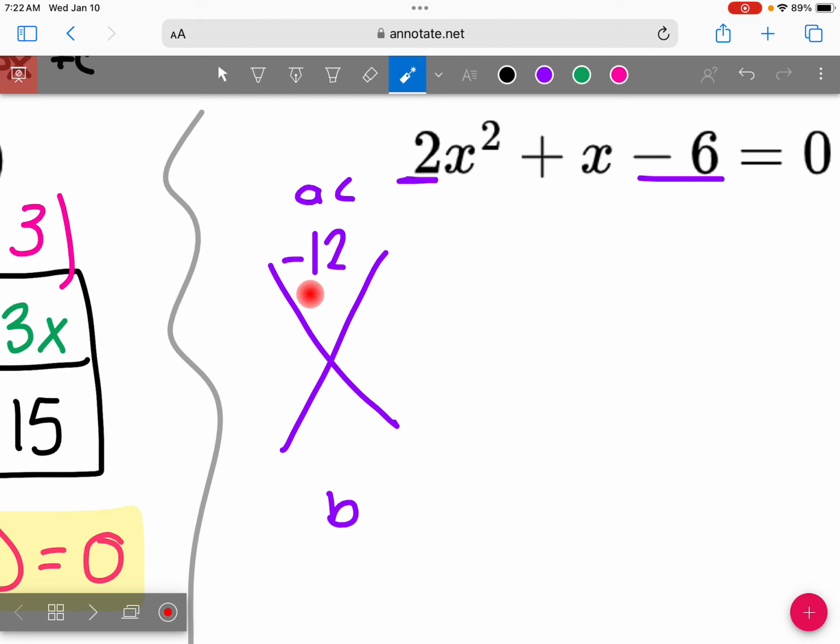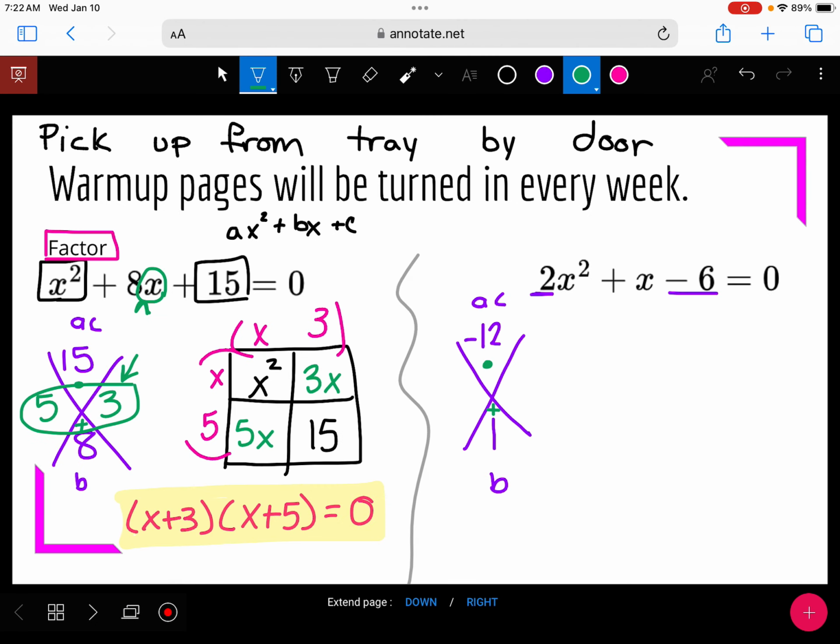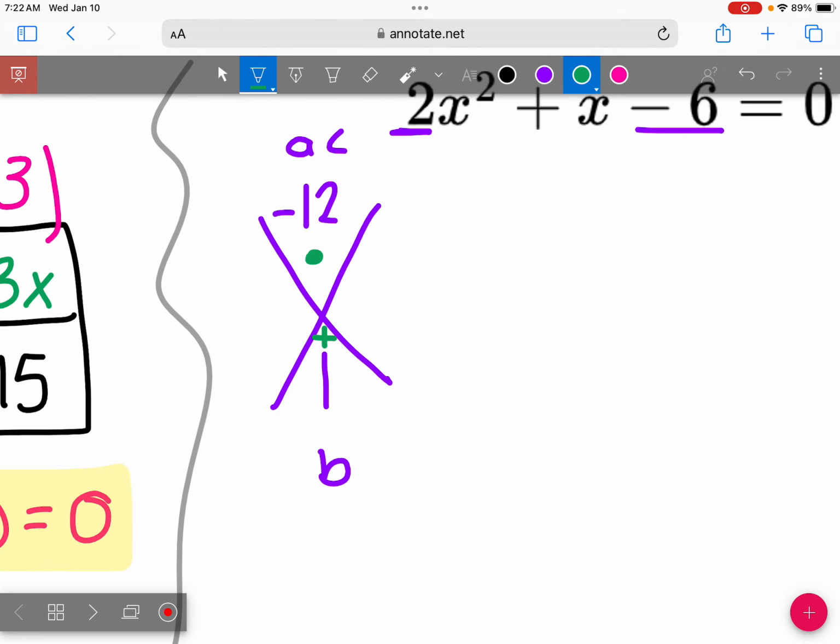Whenever we have a negative on the top, one of these is going to be negative. So I need a pair of numbers that multiplies to make negative 12 and adds to make positive 1. What pair could that be? Ooh, what happened on my screen there? Come back. There it is. What multiplies to 12 and has a difference of 1?